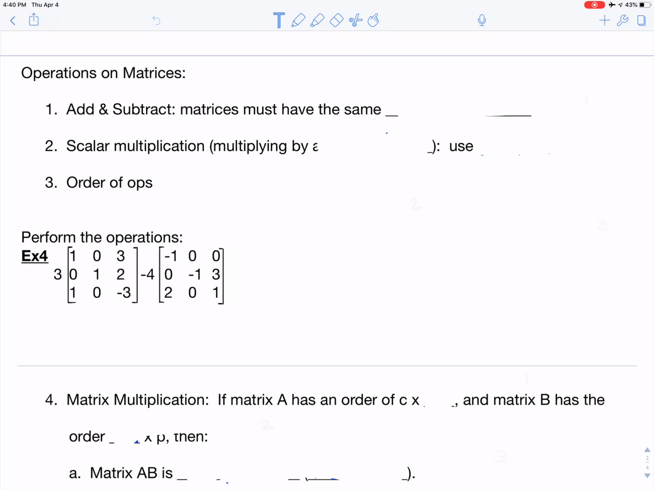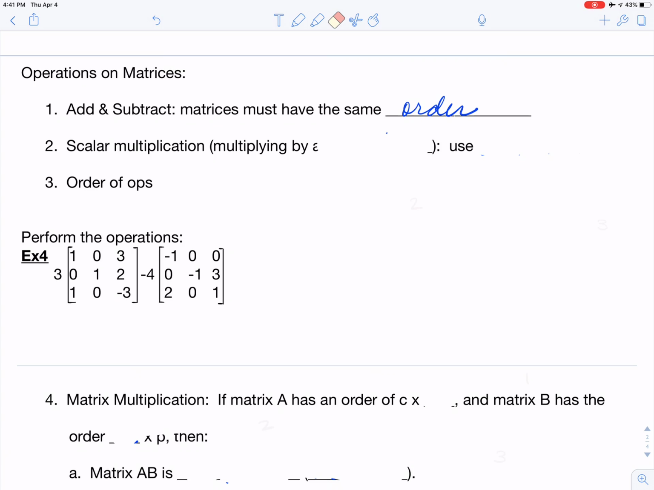Hey folks, this is the second video that we're going to deal with in this particular section that's going to deal with operations on matrices. So let's just jump right on in. I'm allowed to add and subtract two matrices. However, we have to remember that they must have the same order as each other.